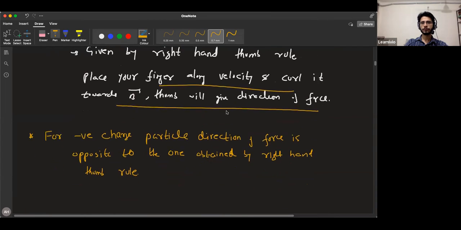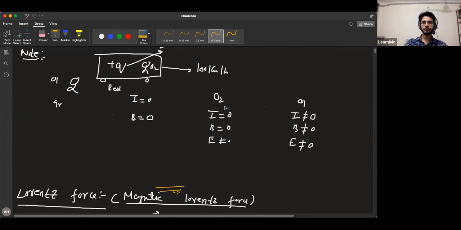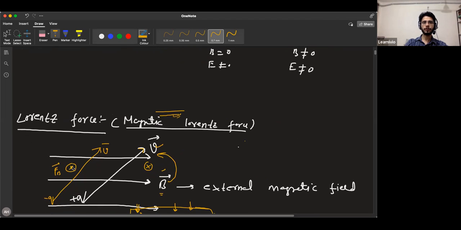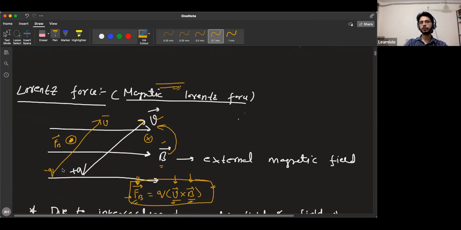Sir, it will be a dot, right, sir? It will be a dot, yes. Sorry, yes, it will be a dot. Out. Note it down.